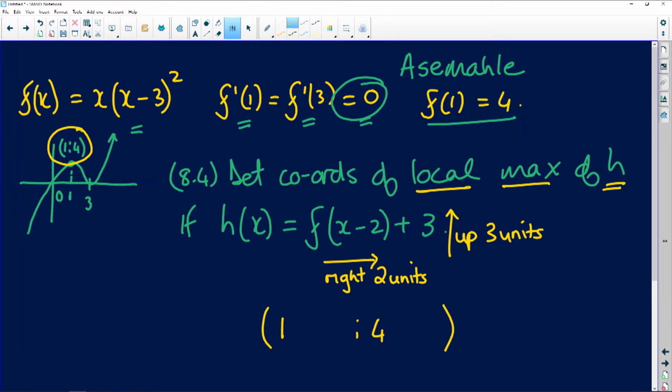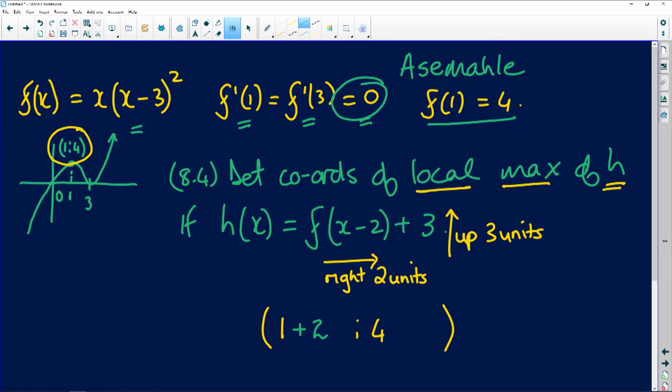Now how does this translate into the coordinate pair? If I move to the right, in the brackets it says x minus 2, but on the graph I need to add 2. So I go to my point 1 and I add 2 to x, and here the same thing. For the x's, sort of the opposite is what happens. For the y value, you do exactly what it tells you to do. So for h, the local maximum turning point would lie at the point 3 and 7.